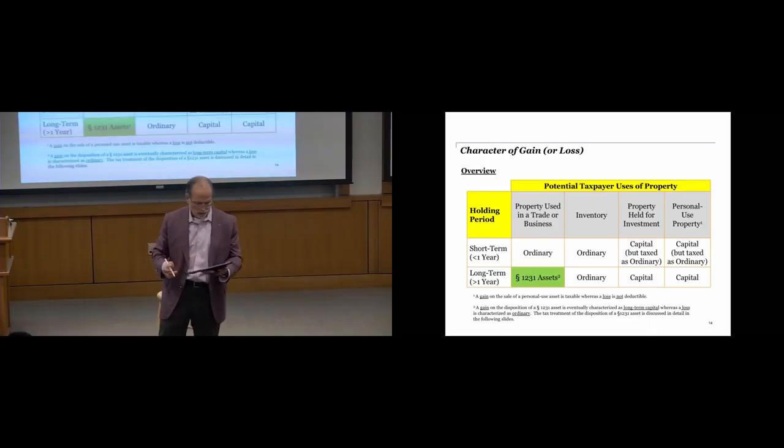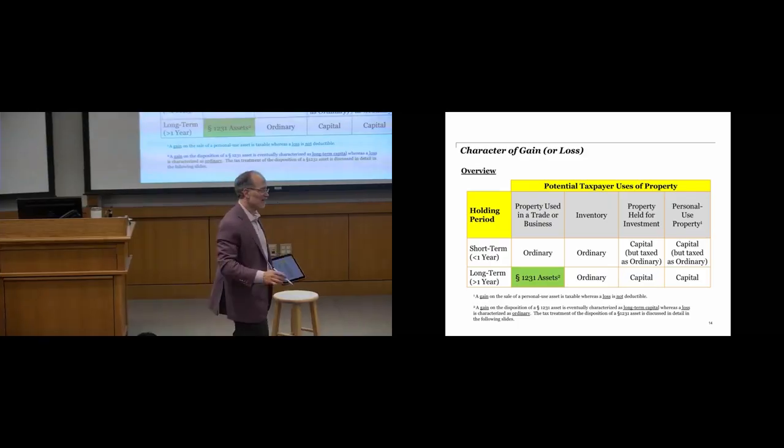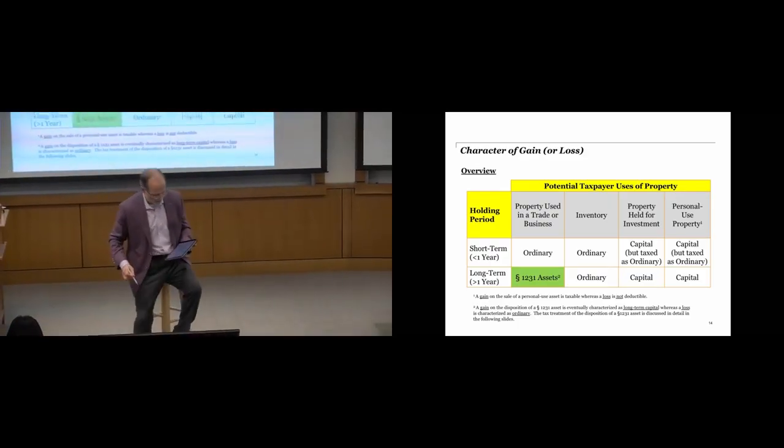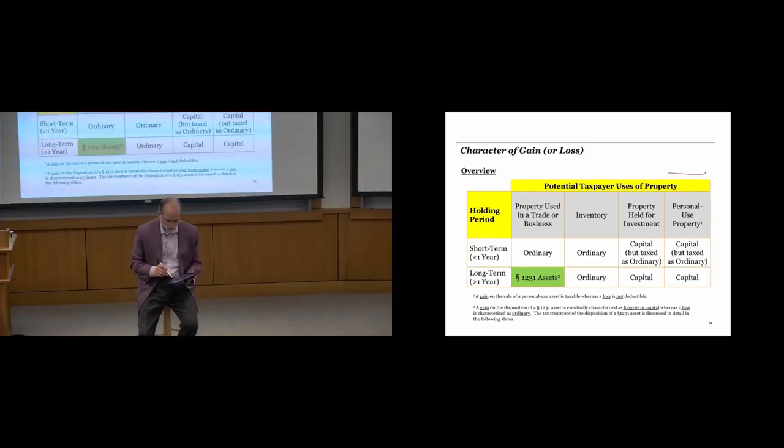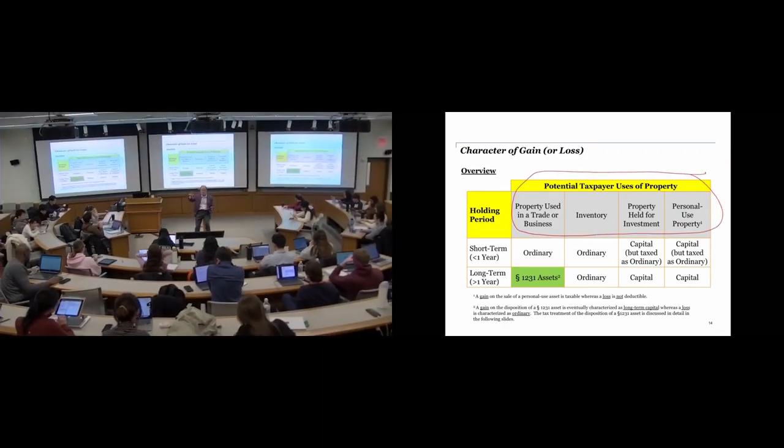Okay, another chart. There's a lot to be said for charts and how you put them together, but you've got to stare at them sometimes. So let me walk you through what I'm doing here. The columns are potential uses of the property: using it in a trade or business, inventory, held for investment, or personal use. And the rows are the holding period, short term and long term, with 1 year being the objective dividing line. So let's walk through this. I'll take the easy ones first.